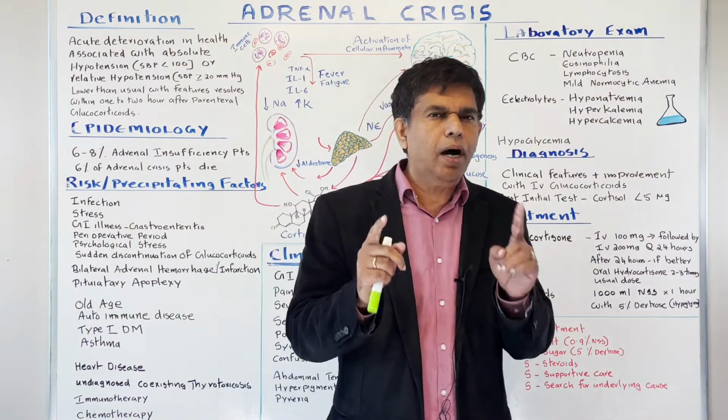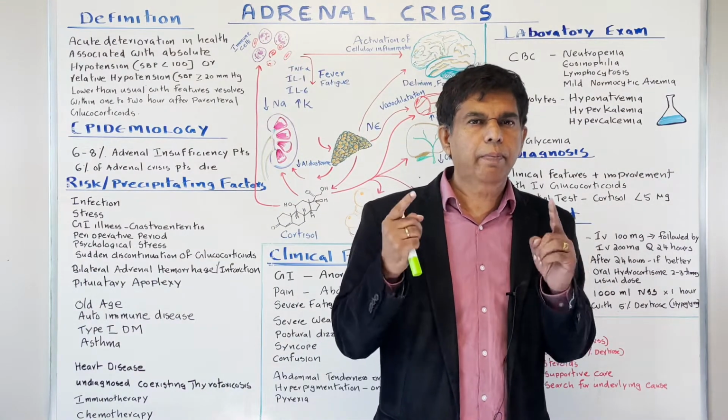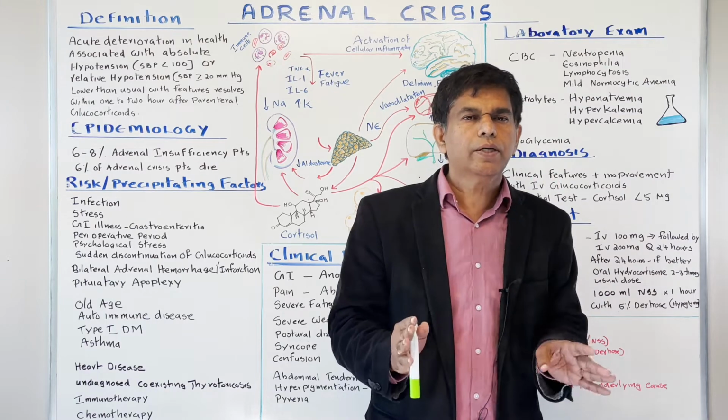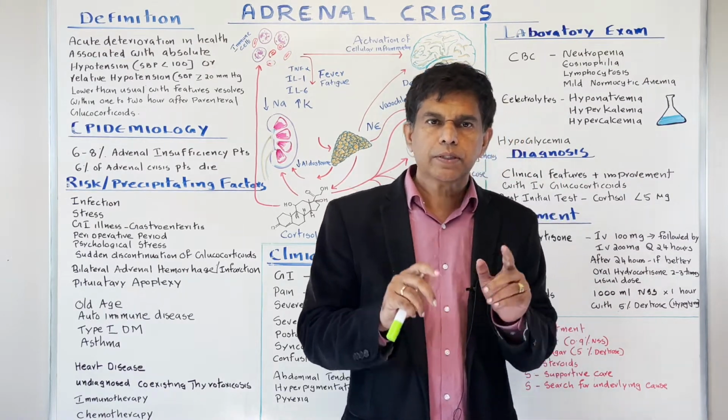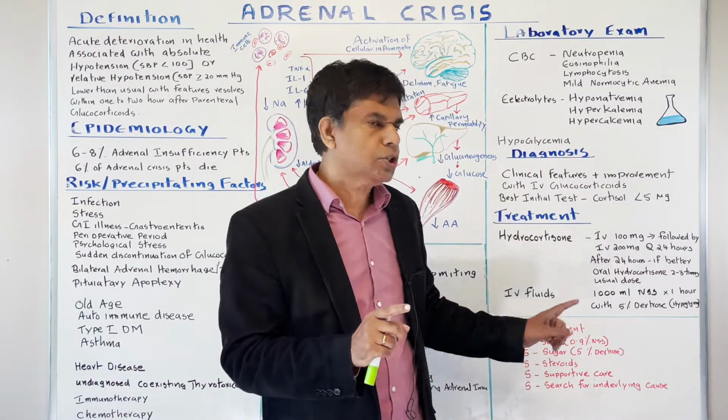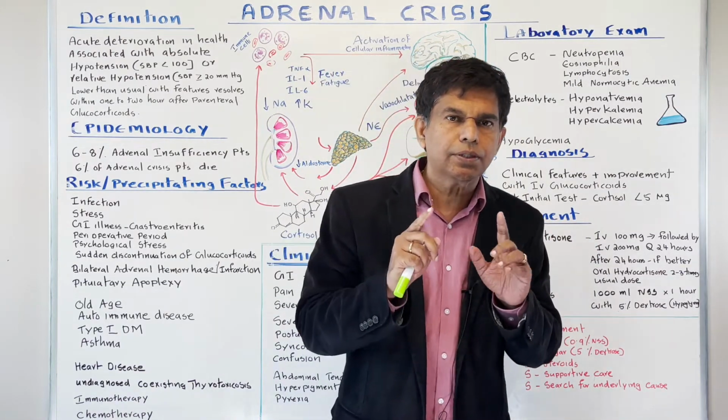Now, let's look at the treatment. The best way, a mnemonic, is always going to help me to remember some of the things. So if you want to look at the treatment, there's a 5S treatment, okay? What is the first one? S, remember, salt. What do you give? IV fluids.